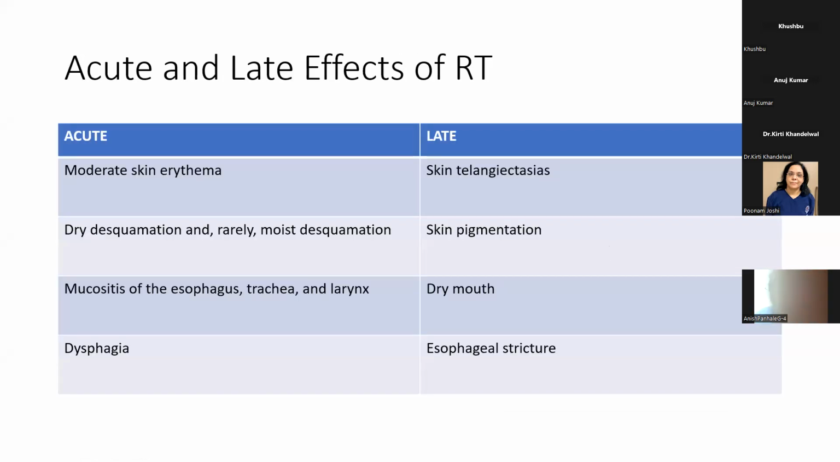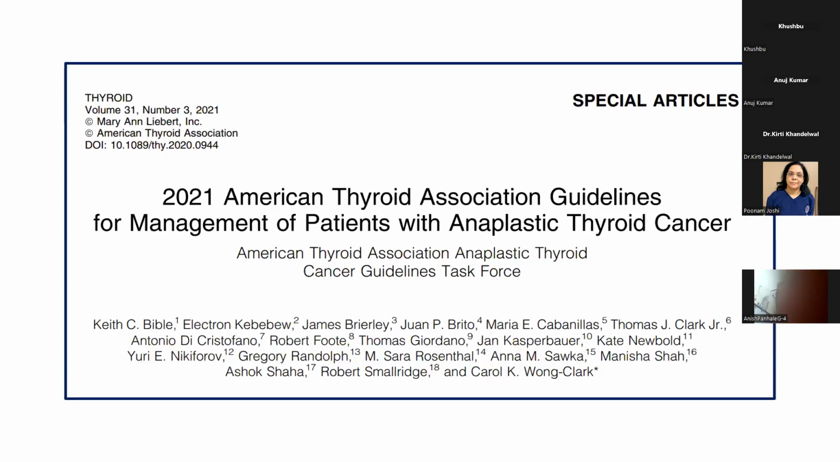So some of the acute and late effects of radiation therapy: acute effects include moderate skin erythema. There can be some dry desquamation. Rarely we see some moist desquamation. There can be mucositis of the esophagus, trachea, or the larynx, dysphagia, etc. And the late toxicities include skin telangiectasias, skin pigmentation, dry mouth, esophageal stricture, etc., that are seen not very commonly.